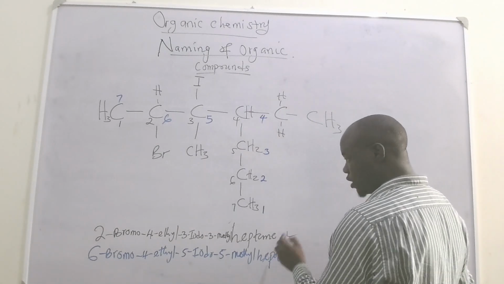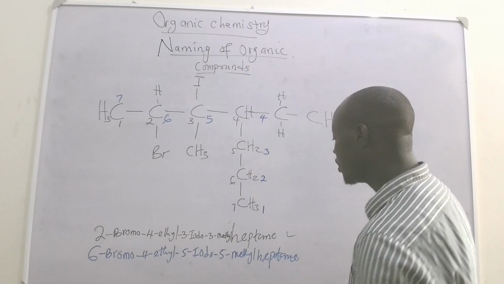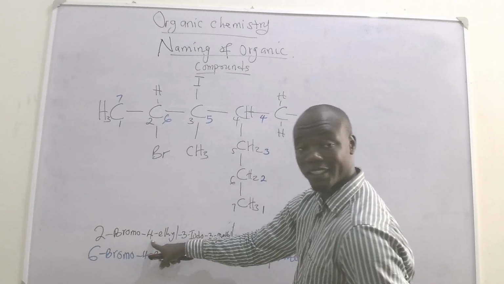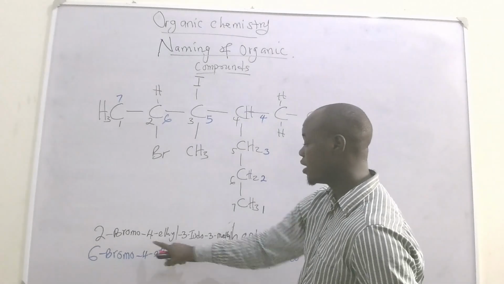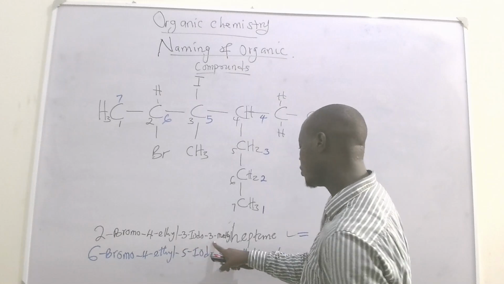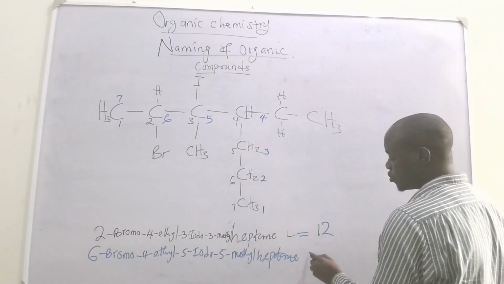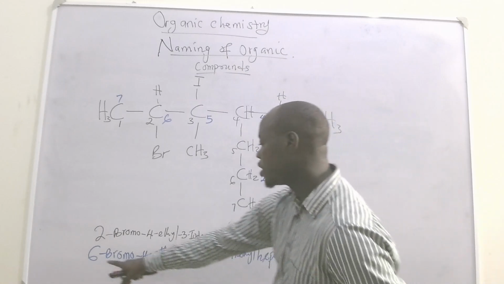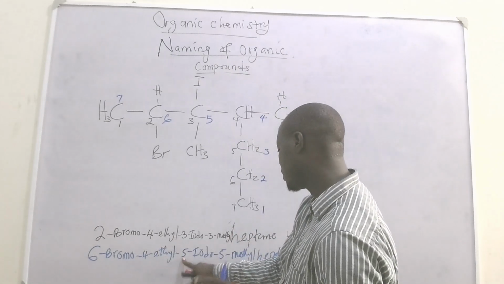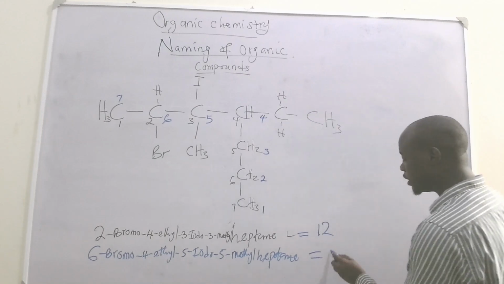So let's see which one we are going to consider here. First we have to add the numbers. So 2 plus 4 we have 6, and 6 plus 3, we have 9. And then 9 plus 3, we have 12. So we have 12 here. And then here we have 6 plus 4, we have 10. Plus 5, 15. Plus another 5, we have 20.